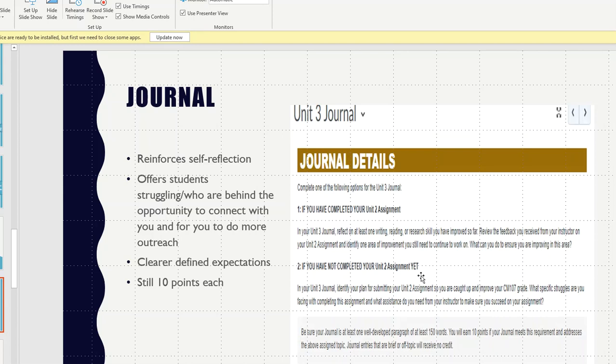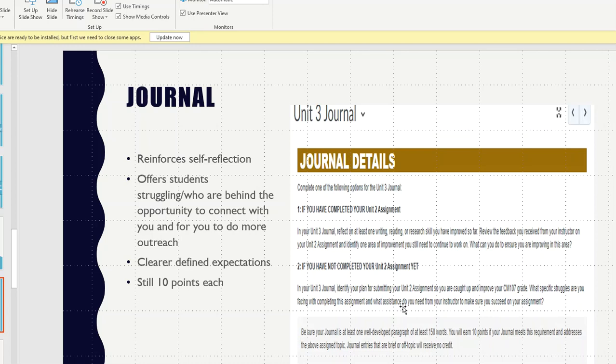If you haven't completed your Unit 2 assignment yet, in your Unit 3 journal, instead identify your plan for submitting your Unit 2 assignment so you are caught up and improve your CM 107 grade. What specific struggles are you facing with completing the assignment, and what assistance do you need from your instructor to make sure you succeed on your assignment?